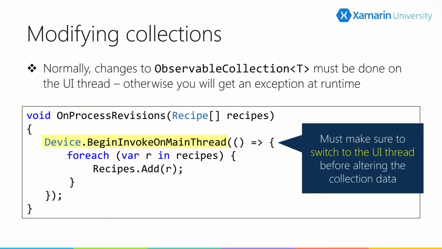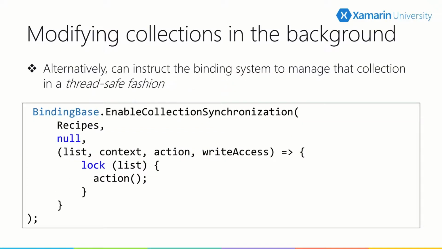This method here, using Device.BeginInvokeOnMainThread, is what you will use, I'd say, 95 or 99% of all times you need to change the collection. However, there's another situation. This is really meant for more advanced scenarios. Let's go back to our example that searches for cheapest flight prices.